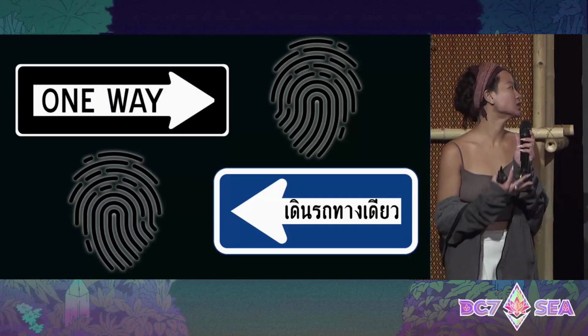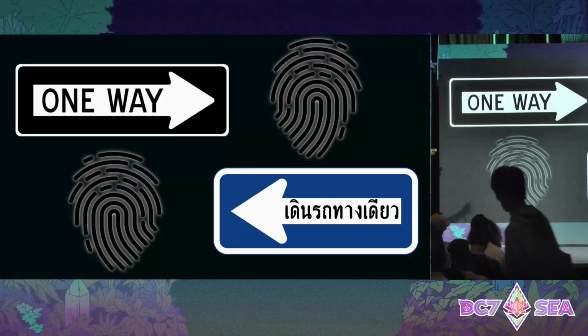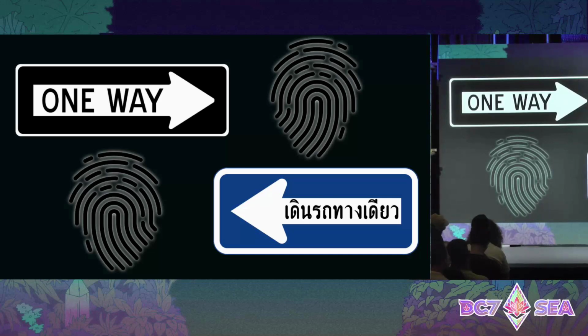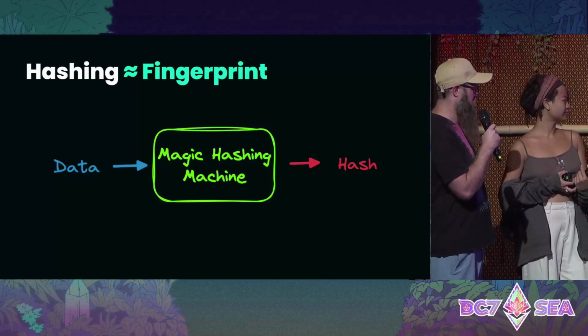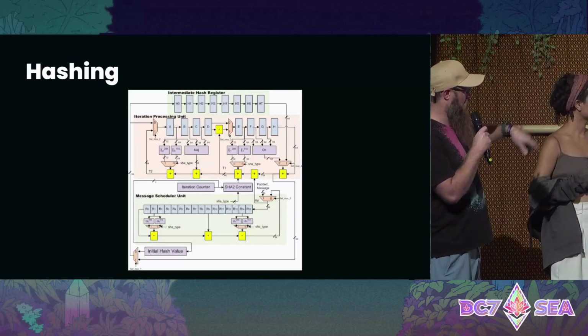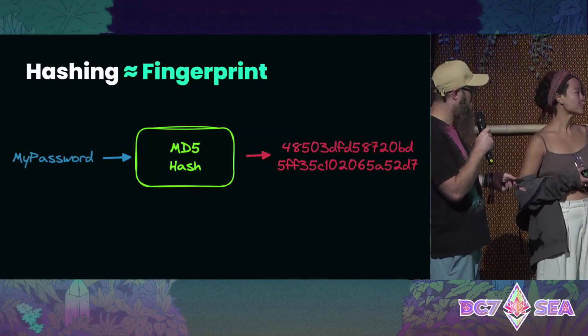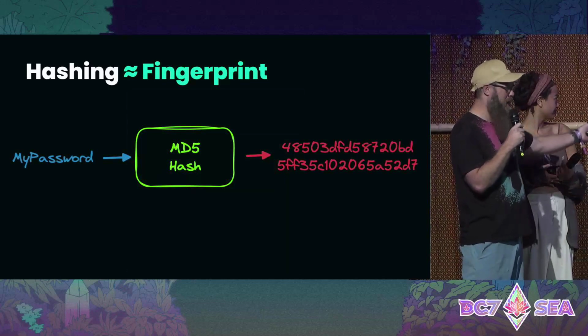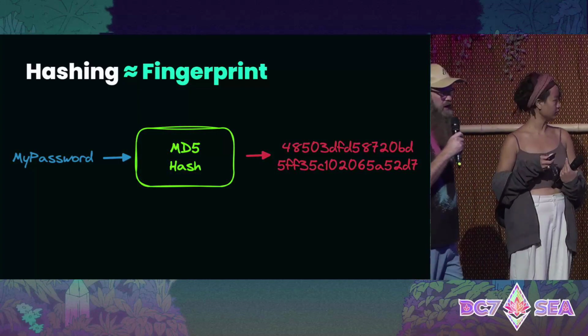All right, so hashing is a one-way function that basically gives you a fingerprint of some data. You can think of this as just this magic machine that you put data in one side and then that fingerprint comes out the other side. So this is an example of what that machine looks like, which is pretty gnarly, but essentially it comes down to you put in, for example, a password, it gets hashed, and then some fingerprint comes out the other side.